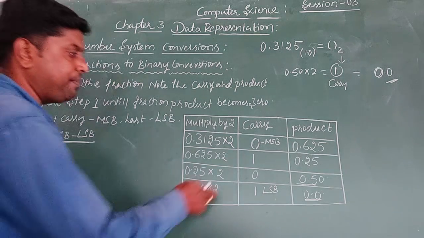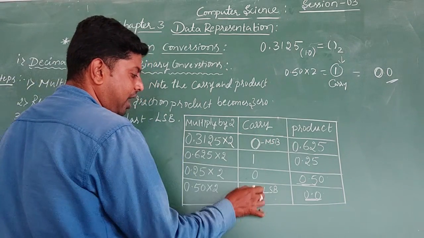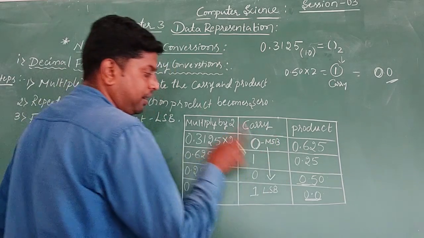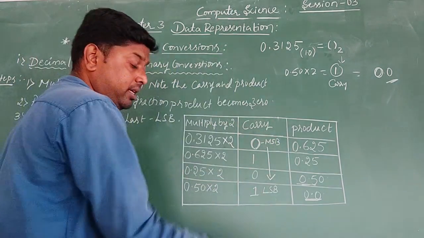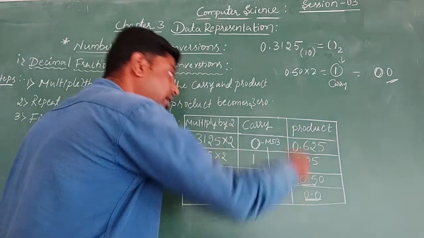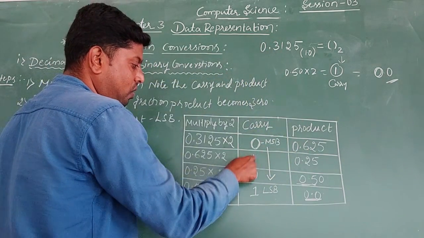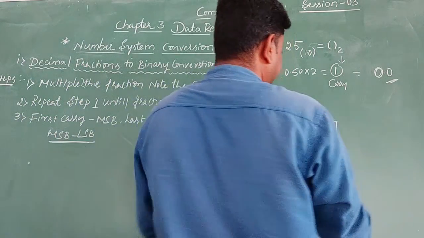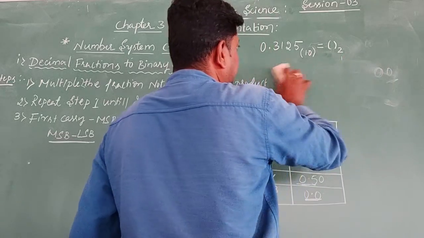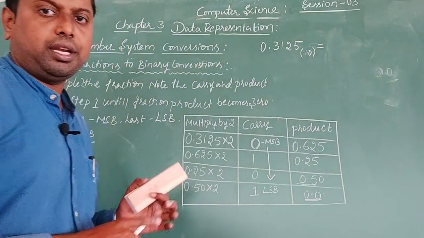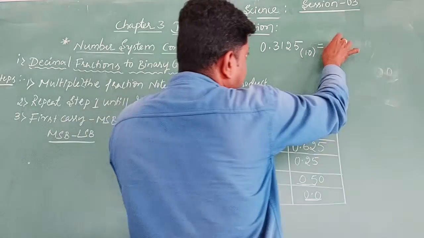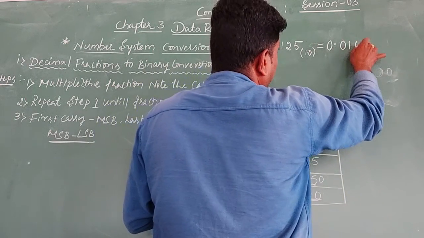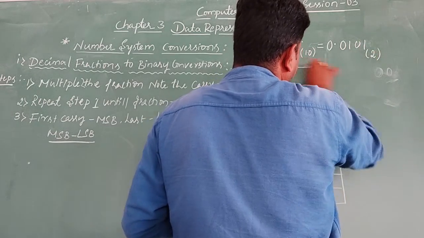The first carry is the MSB. This is the MSB. The last carry will be the LSB. Write the answer in the form of MSB to LSB. Remember this arrow mark: whenever multiplying, it goes downwards; whenever dividing, it goes upwards. So whenever we multiply, 0, 1, 0, 1 will be the answer. How to write that answer? See here, I will write it here. So the answer for 0.3125 is 0.0101 in binary.